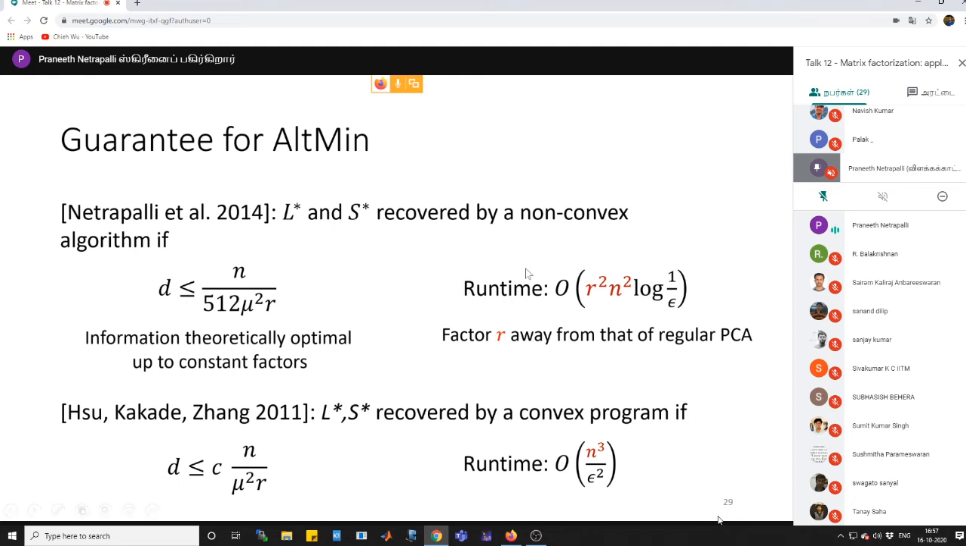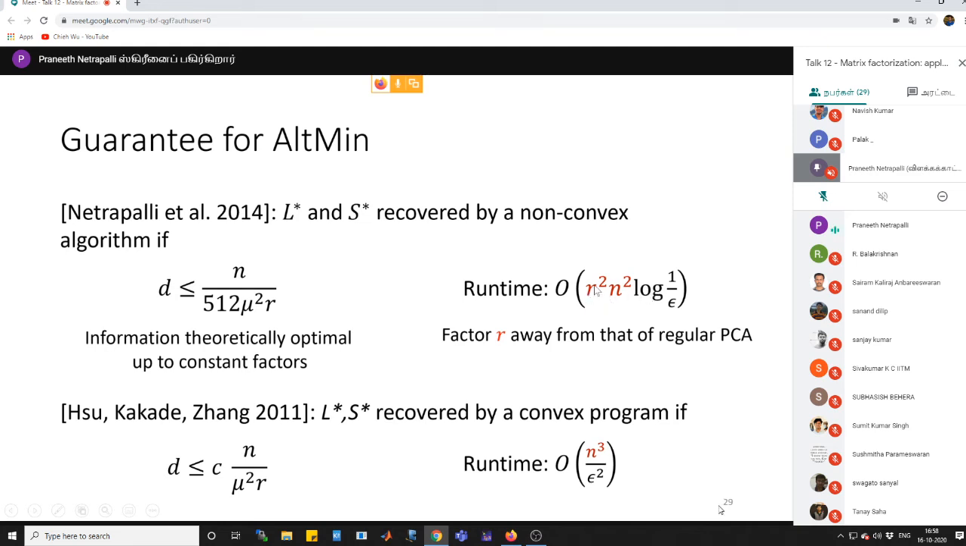And the runtime of this algorithm turns out to be r square n square log 1 over epsilon, where r is the underlying rank, n is the dimension, and epsilon is the desired accuracy. Okay. If you actually look at the runtime complexity of doing regular PCA without the robust part, then the runtime is r n square log 1 over epsilon using the power method.